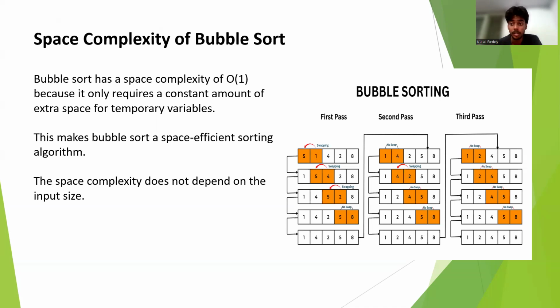And we saw the time complexity of bubble sort. In the worst case, with unsorted order, it is O(n squared). In the best case, with an already sorted list, it is just O(n).